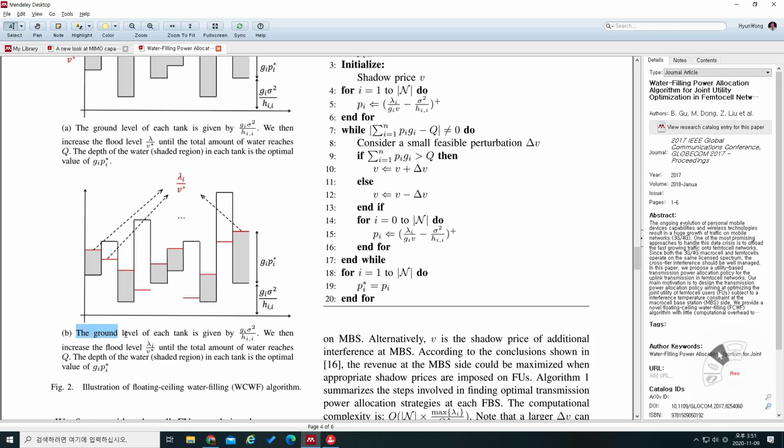The ground level of each tank is given by sigma squared over h_i g_i. We then increase the fluid level of v until the total amount of water reaches Q. The depth of the water region in each tank is the optimal value of g_i p_i. Illustration of the floating ceiling water filling (FCWF) algorithm.